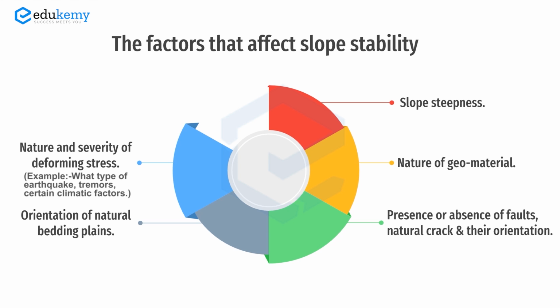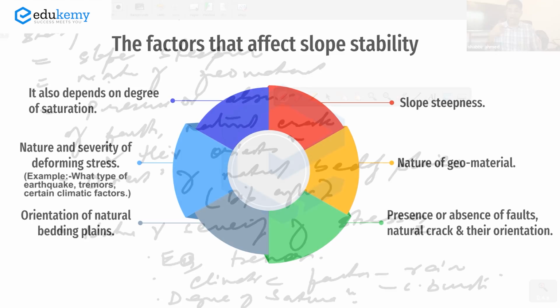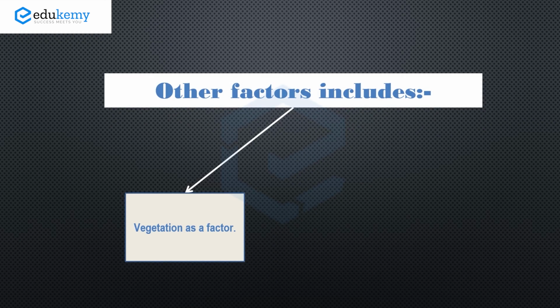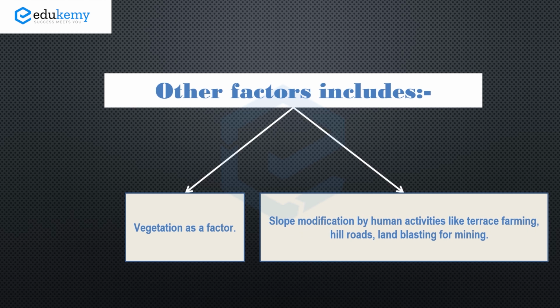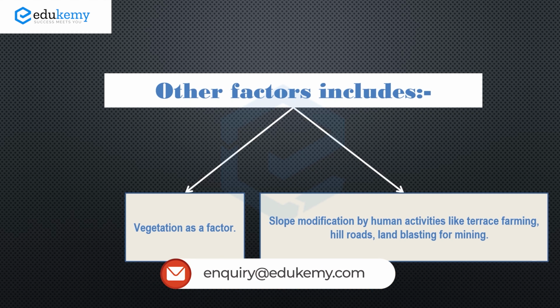There could be certain climatic factors. It also depends on the degree of saturation. So the more the saturation, the more chances of soil failure. And we have other factors also. You have vegetation as a factor, slope modifications by human activities as a factor, terrace farming. Think of hill roads, think of land blasting for mining.